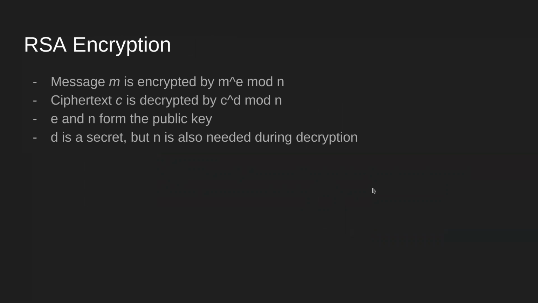With RSA encryption, there's more modular arithmetic involved. RSA only uses modular arithmetic. There's no elliptic curve variant. You take M and you encrypt it by raising it to a publicly known exponent, E, mod N. And to decrypt it, you raise it to a secretly known exponent, D, mod N. So E and N form the public key because these are public values. And D is a secret, but you also need to know N during decryption.